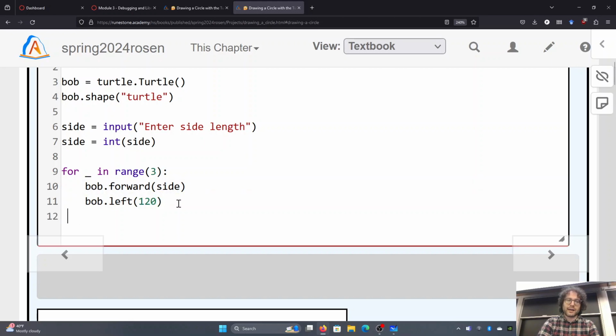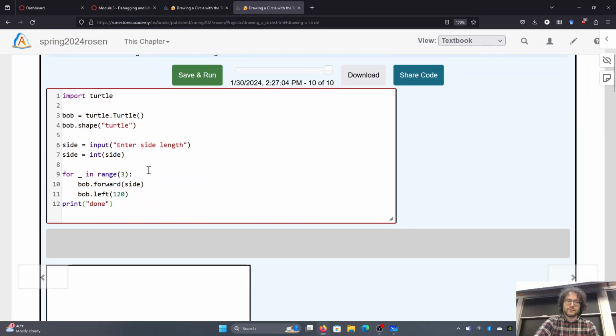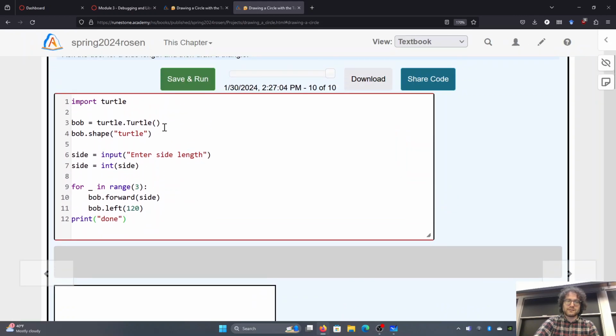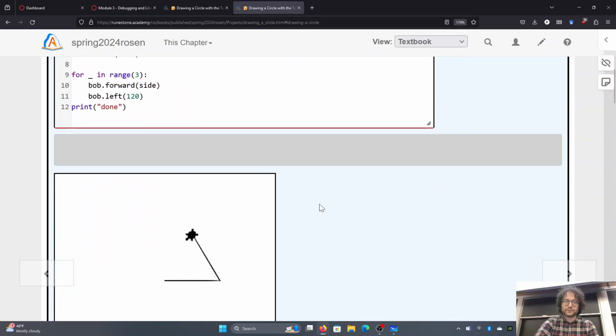I'm going to go ahead and do a print statement here, so that we'll get some text right over here in the gray box. Print done. And I'm doing this to kind of show you what I mean about indentation and being inside. So I'm going to save and run this. So for blank in range 3, move forward that side length, bob.left 120. I'll share this code with you, okay? So 100. Doom, doom. And it printed out done.